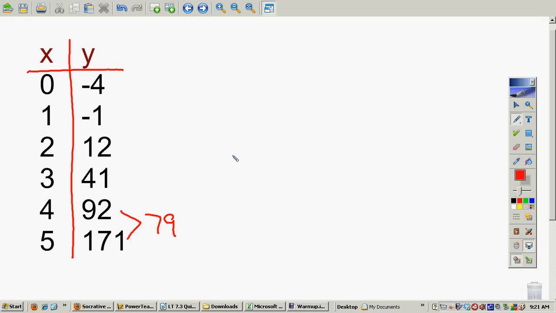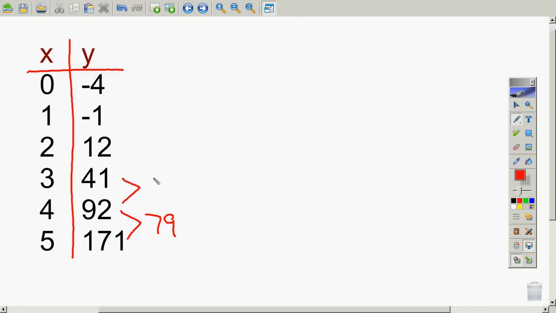Okay, so you should have gotten, as you do this, the first one's 79, then we have 51, and then we would have 29, and then we would have 13, and then we would have 3. And we need to go, so it's not linear, we know that. So we need to go one deeper here.